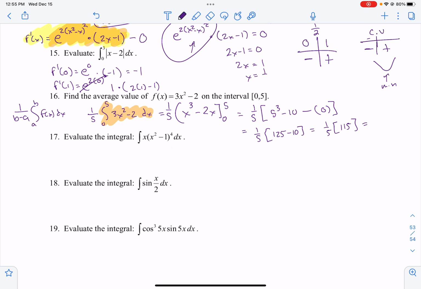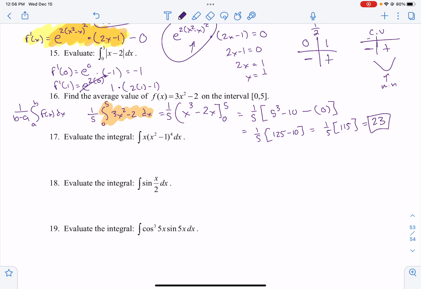So that's going to equal 1/5 of 100 is 20. 1/5 of 15 is 3. So that's going to equal 23. That would be my average value. So going from 0 to 5, on average, my value is 23.